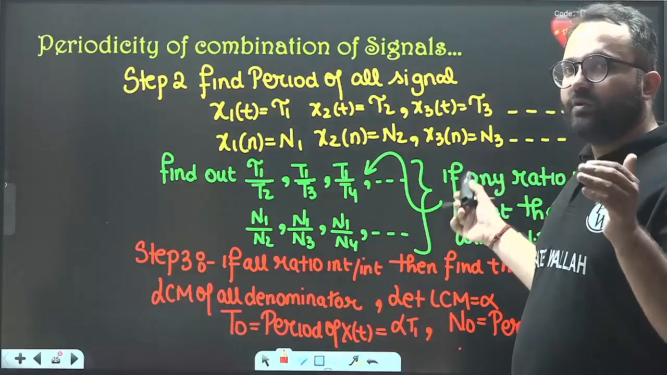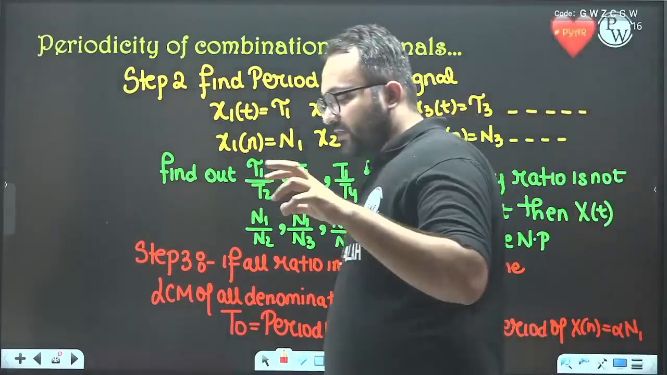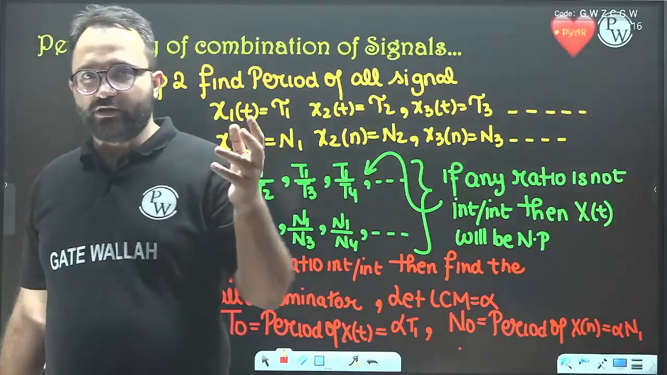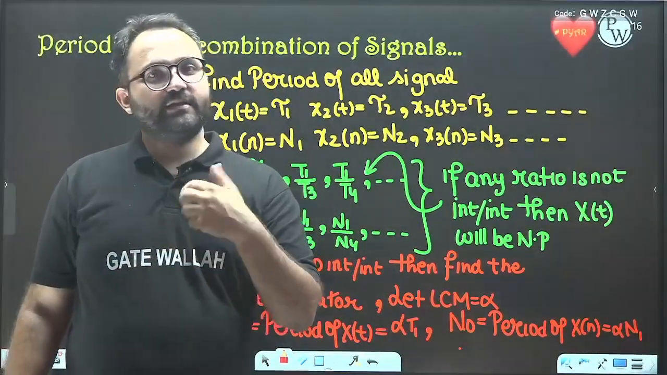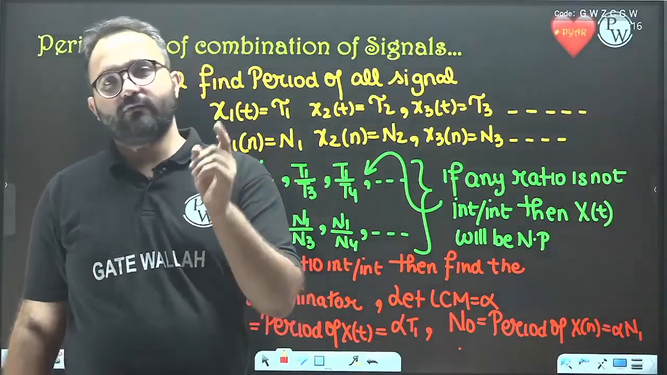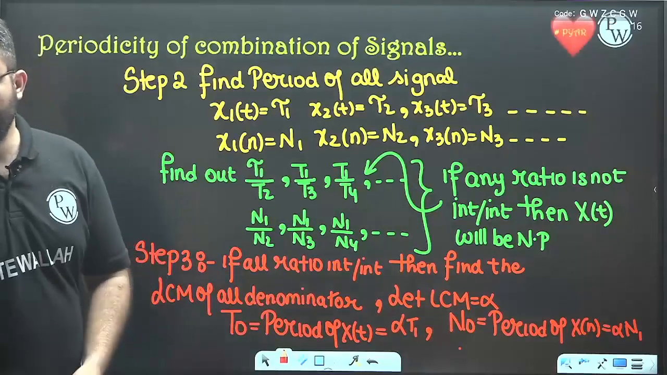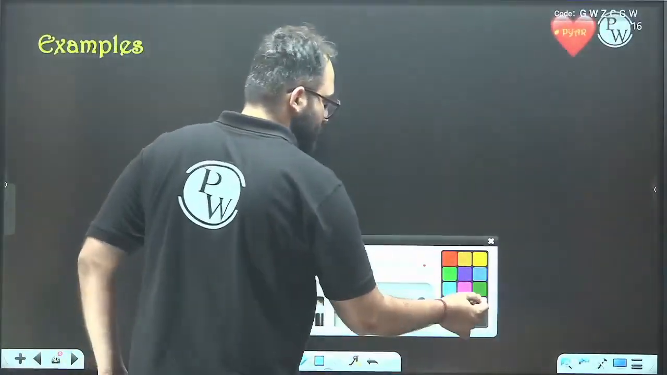This condition is only for x(t), okay, not for x(n). And the last one is all the ratios having denominators, okay. So find out the LCM of all the denominators. Let the LCM be alpha. So the complete period will be alpha T1 or alpha N1. This is the whole method. Let's see a few examples for more clarity.